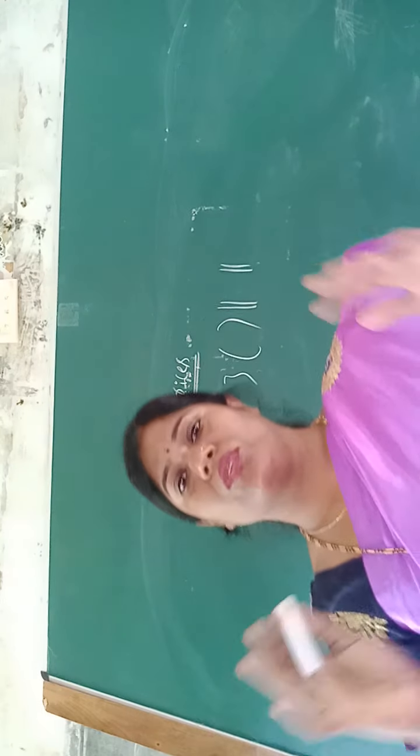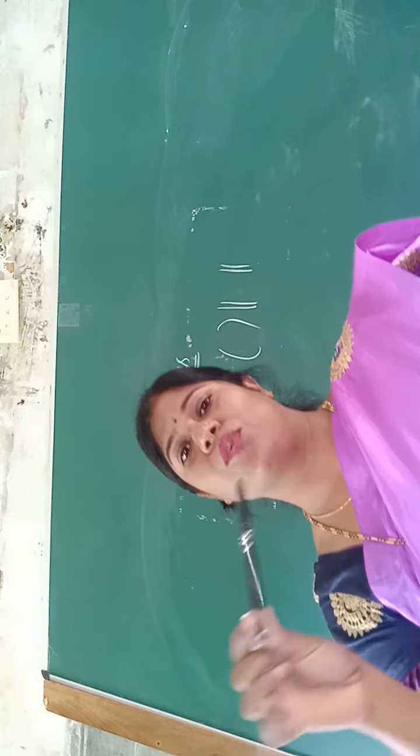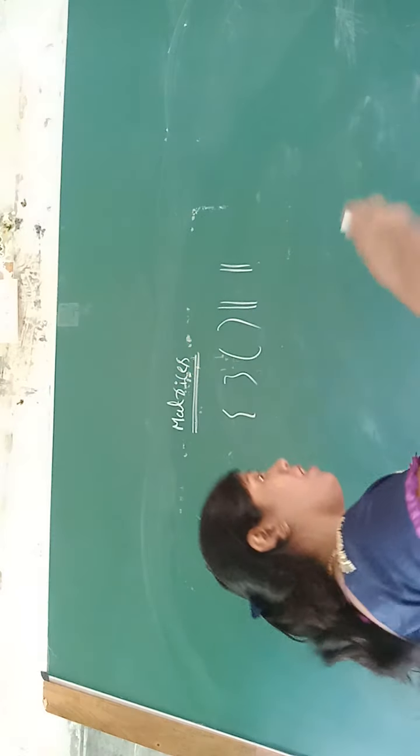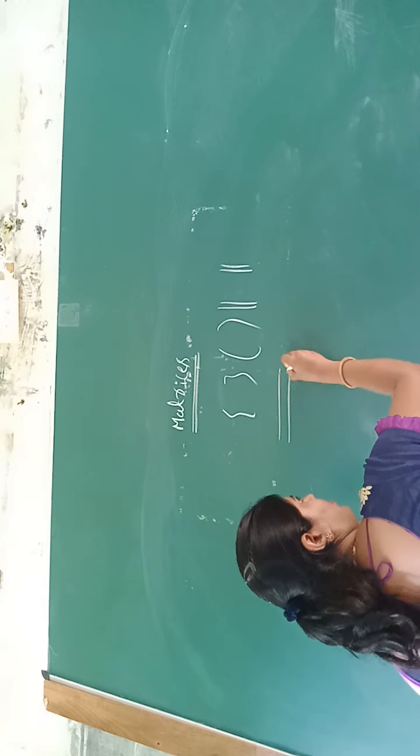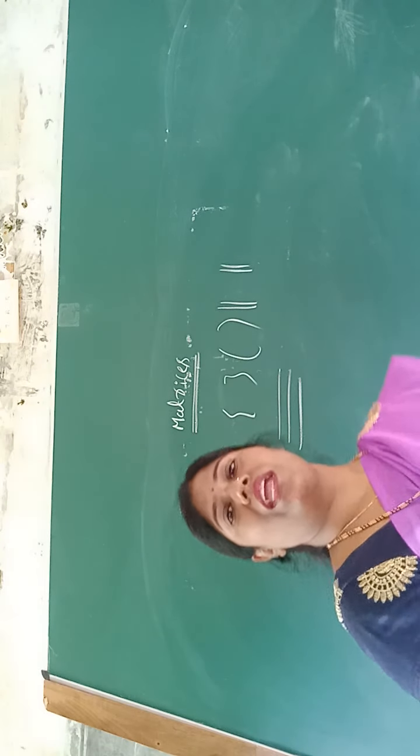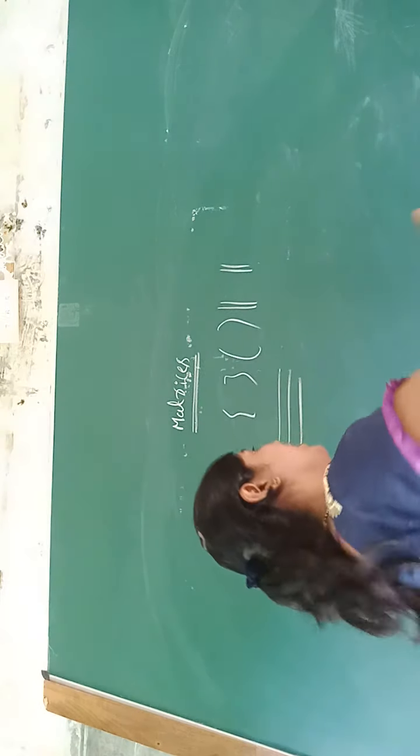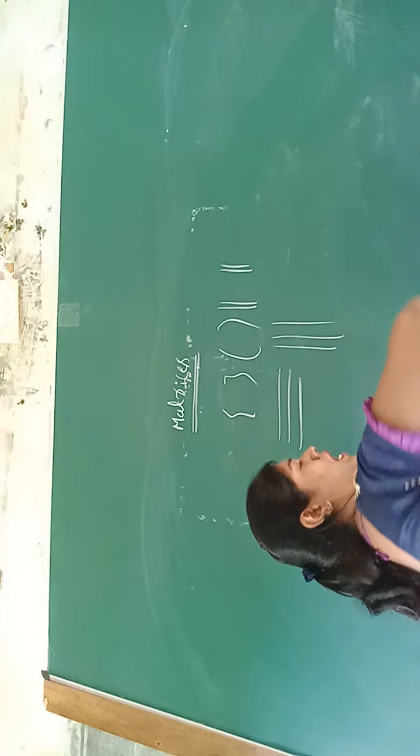What are rows? The horizontal lines are called rows and the vertical lines are called columns. These are the horizontal lines.